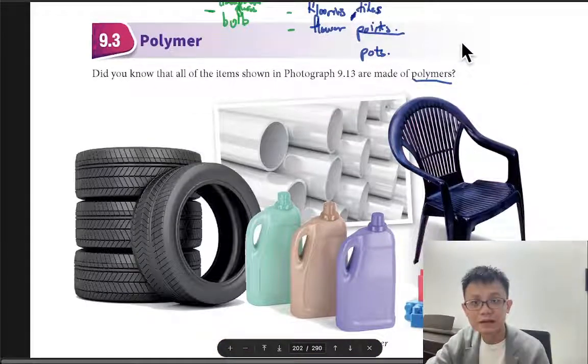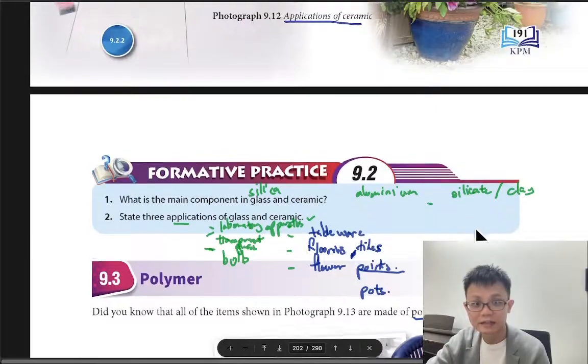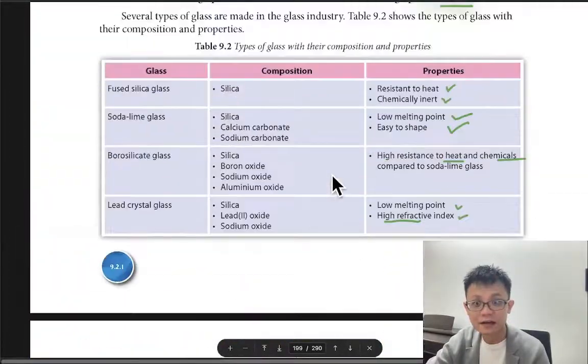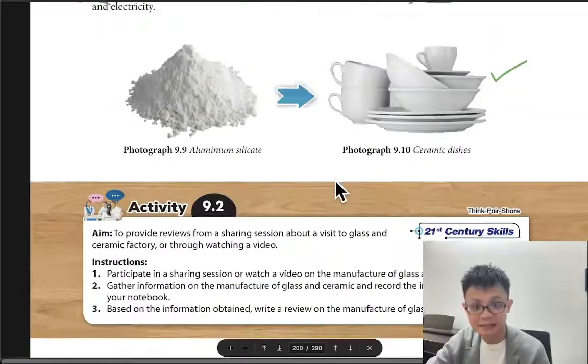So we already learned about rubber. Of course we know rubber is just a rubber, and rubber is divided into two, which is considered the natural rubber and synthetic rubber.